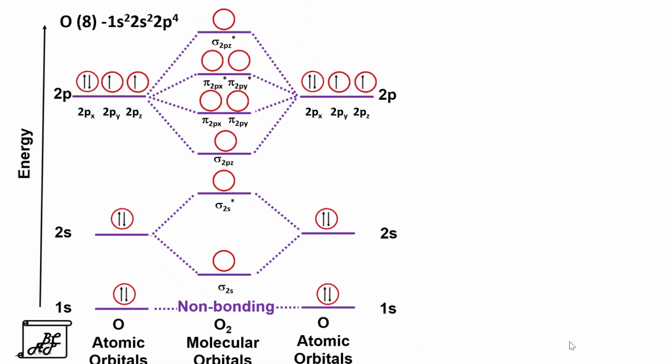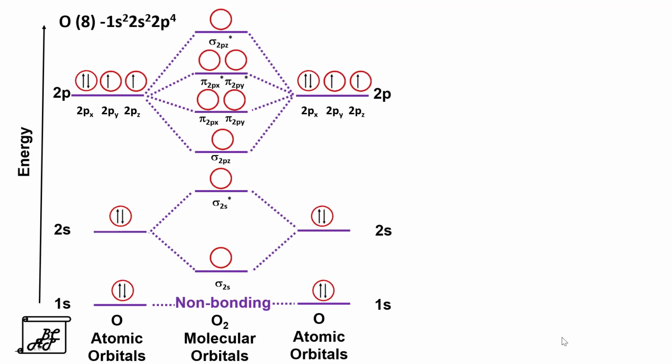There are total 6 outermost electrons. So total 12 electrons we have to fill according to Aufbau principle and Hund's rule. So 2 electrons in sigma 2s, 2 electrons in sigma star 2s. Now we have to remember that the energy of the sigma 2pz is below that of pi 2px and pi 2py. The next 2 electrons go to sigma 2pz. Then 4 electrons in pi 2px and pi 2py, and the remaining 2 electrons go to antibonding pi molecular orbitals.